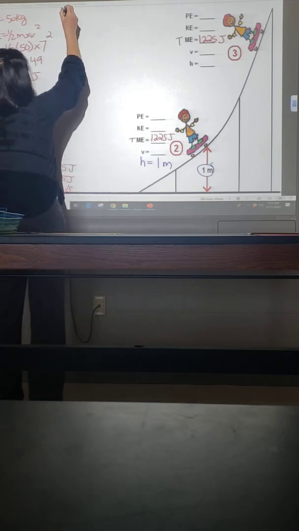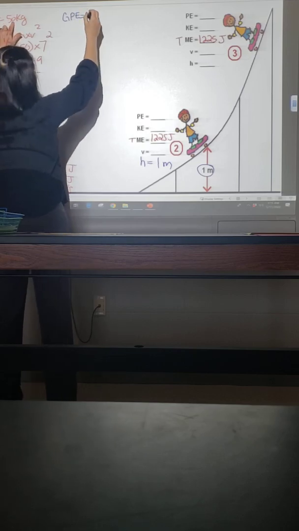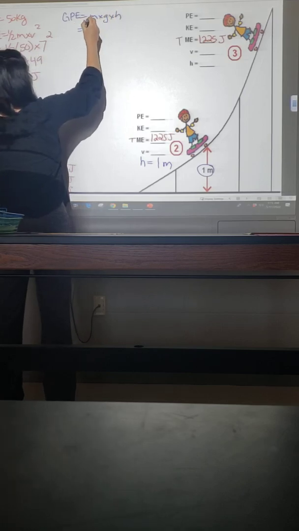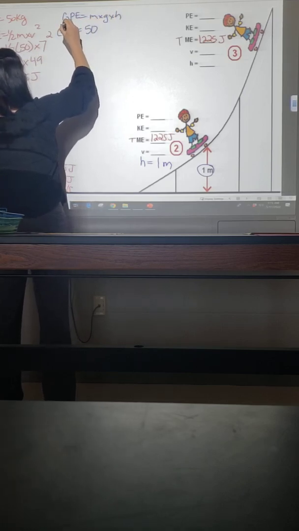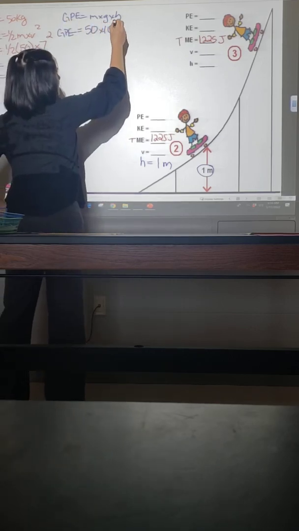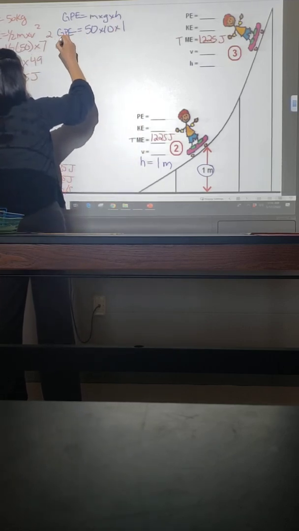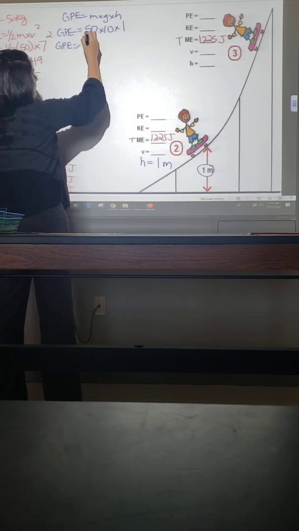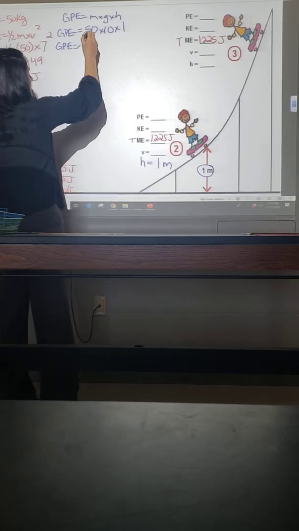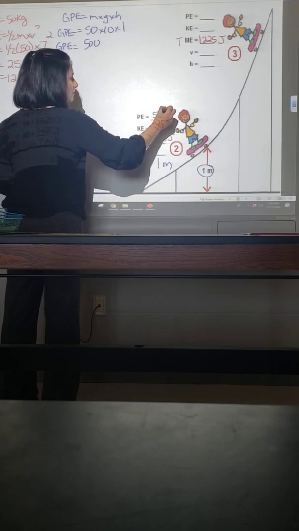Good. So I'm going to put my GPE is equal to my mass times gravity times height. And the mass is 50, right? And my gravity is what? 10. And then in this example, or this stage, the height is 1 meter. So you just complete that math. 50 times 10 times 1 is how much? 500. And so now we can fill in our PE, and it is 500 joules.